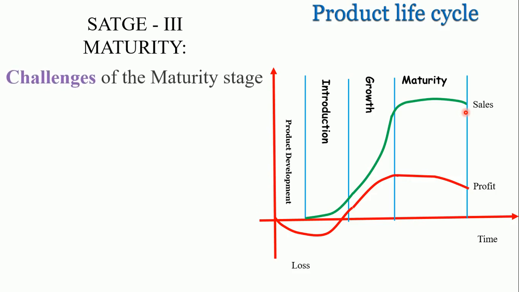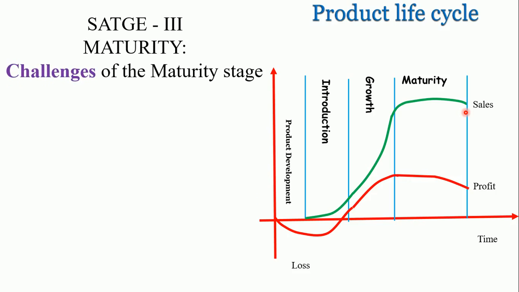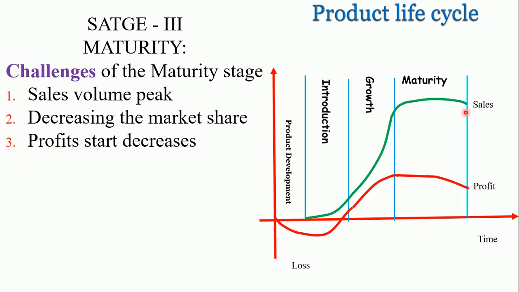Now, what are the challenges for this maturity stage? The first challenge is that the sales volume peaks, so the challenge is to increase the sales. How to increase the sales? We use different strategies for selling. Another challenge is decreasing market share in this maturity stage. Your market share may go on decreasing. Then profit starts to decrease in the maturity stage.